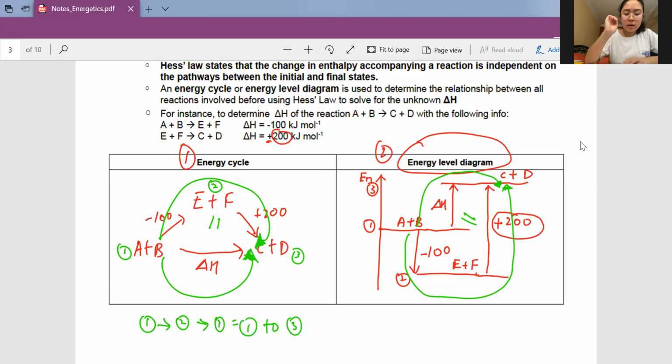Yes, Richard? How to know the starting one would be A plus B? Oh, A plus B, then you see from the question, they say the reaction of A plus B to C plus D. So I started off with this part. Yeah. So step 1, I will draw this as my 1. But it's okay, even if you want to start off with EF to CD also can, but your diagram will be a bit different. Okay, so you can decide.